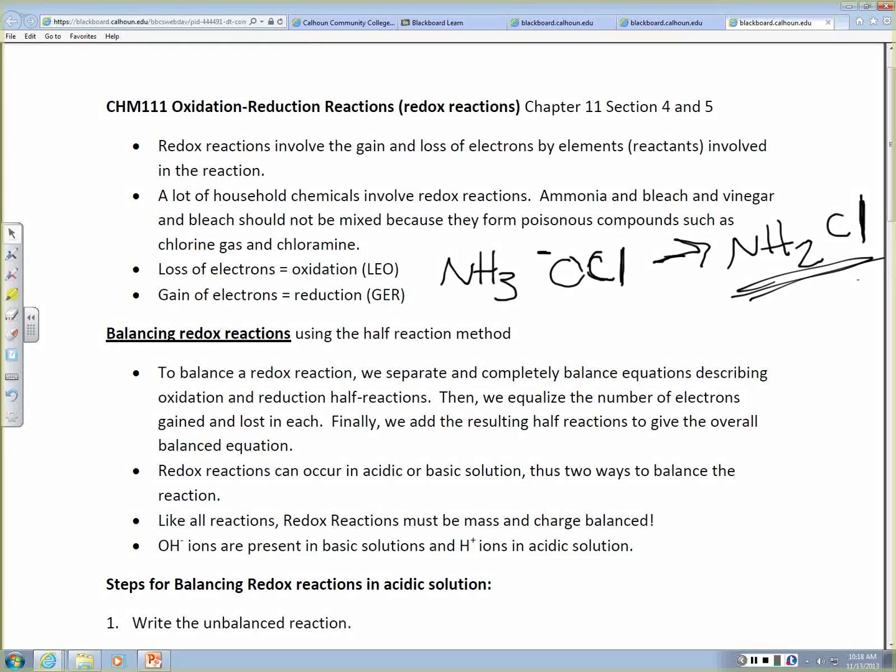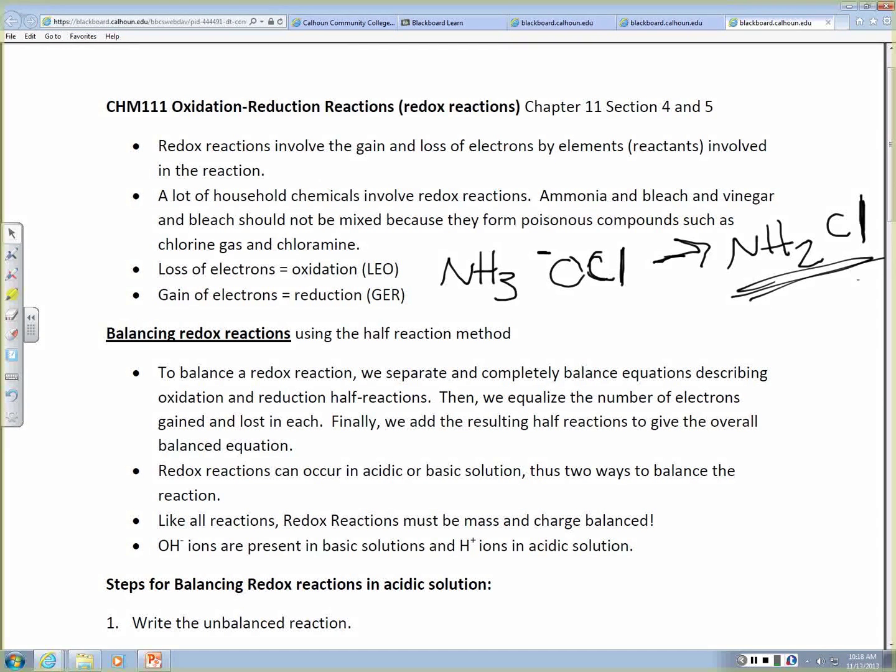Okay. Basic conditions, we do the same thing, except at the very end we have a couple extra steps. So we're not even going to get to that today. That will be on Monday. Okay, we have to mass and charge balance, so that's going to be the biggest difference.